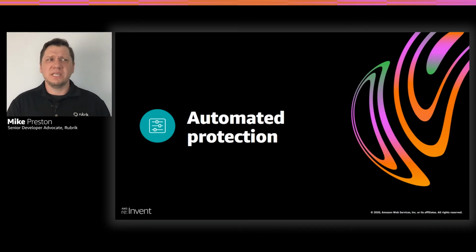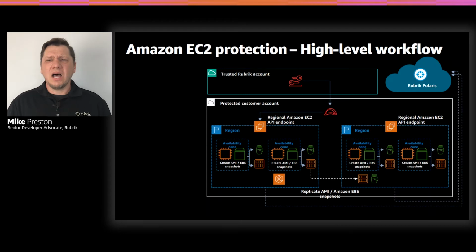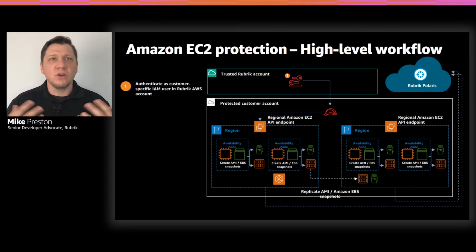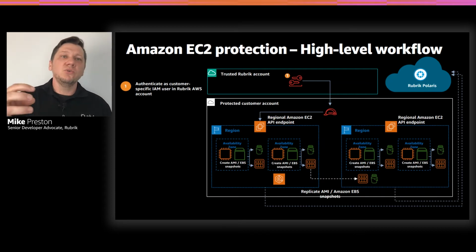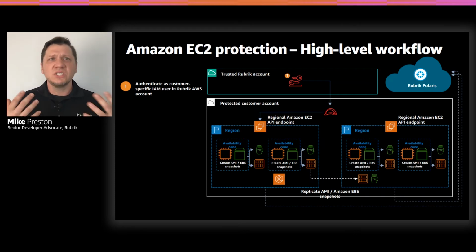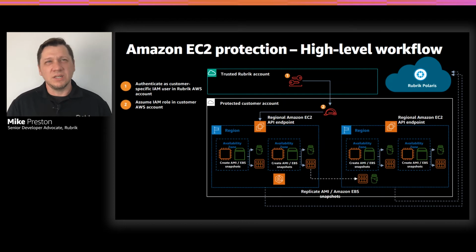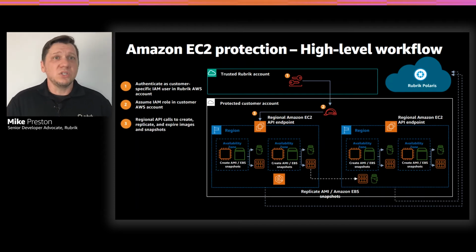And we'll start off with EC2 protection. So at a high level, this is basically what happens. First, Polaris authenticates into your account using a Rubrik IAM user within Rubrik's AWS account. This is customer specific. Credentials are stored encrypted and everything's safe. So we use this Rubrik account to authenticate into your account, and then we assume that cross-account role, right? So now we have the permissions in order to do things like take snapshots. So this is where things really start moving.